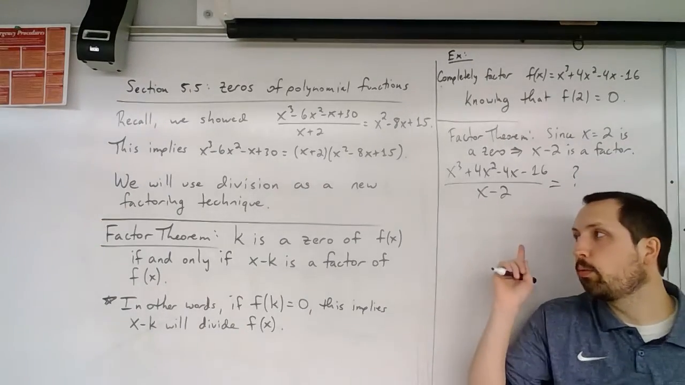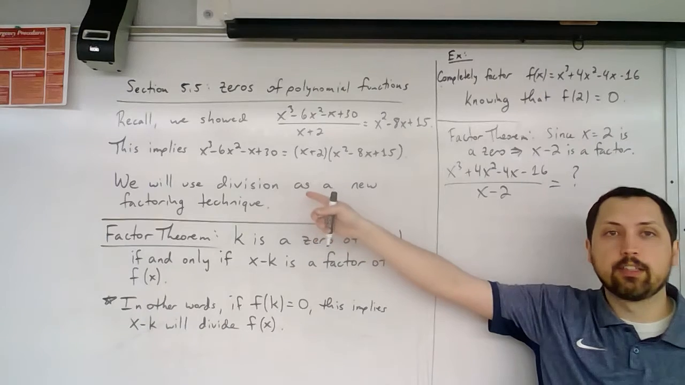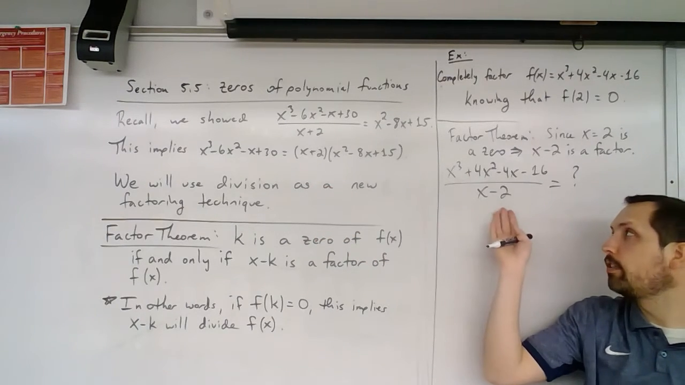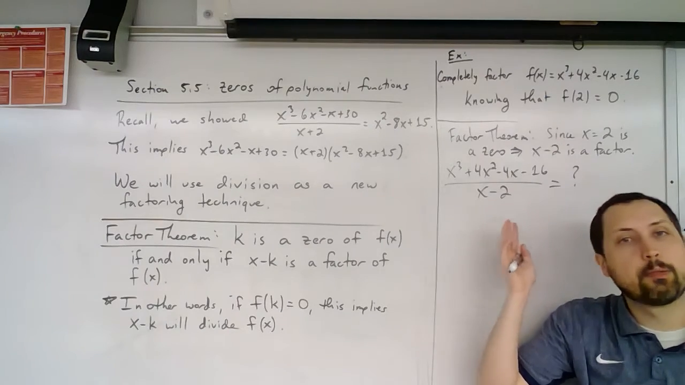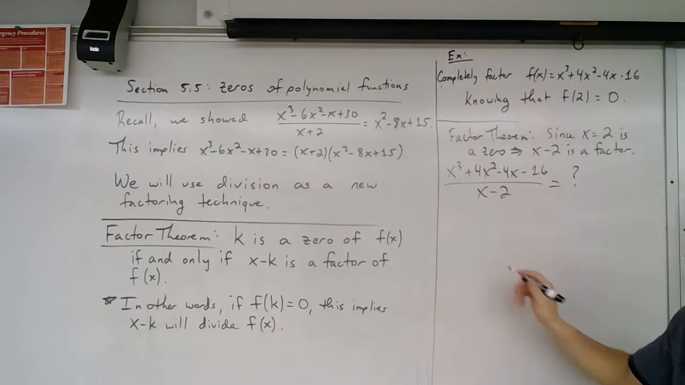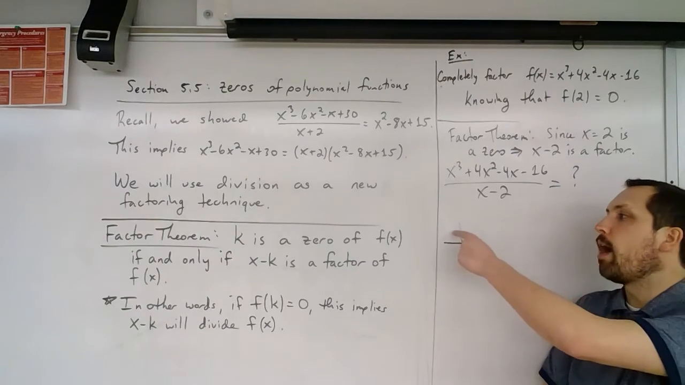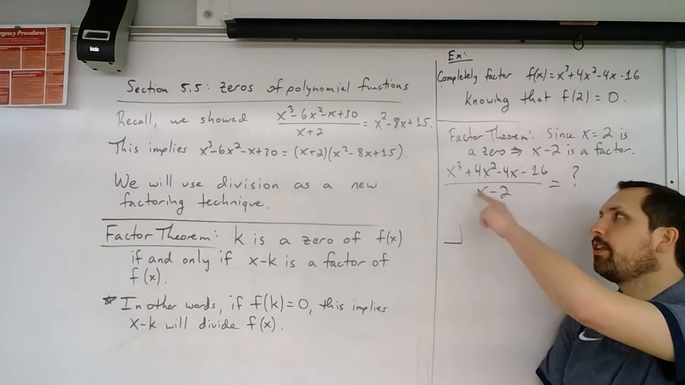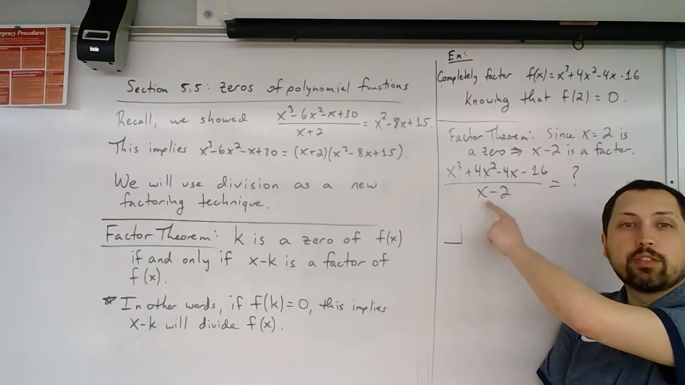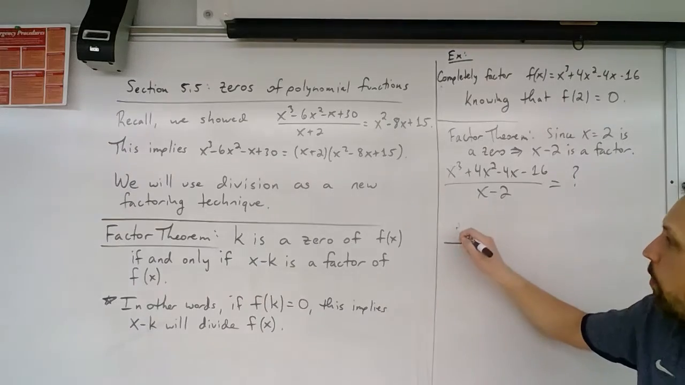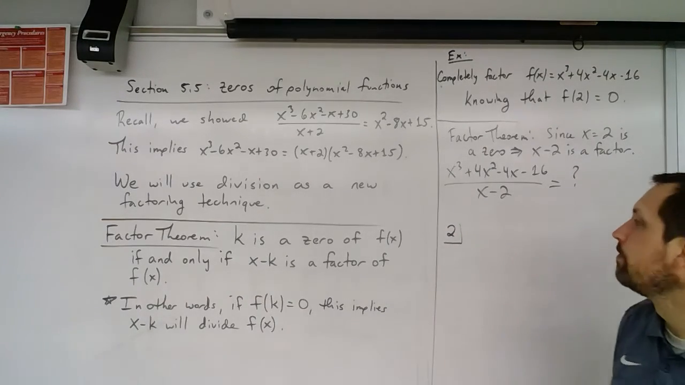So to do this, this is where we have to use division like we did before the break. So in this case, let's do synthetic division. It's going to be the fastest, quickest way to do this. So remember, with synthetic division, we place a little box to the left. This box is going to contain the number that makes the denominator equal to 0. So 2, if I plug in 2, that makes it equal to 0.